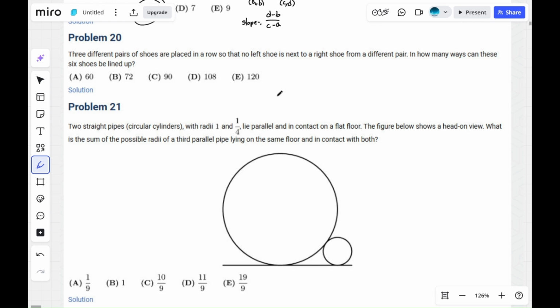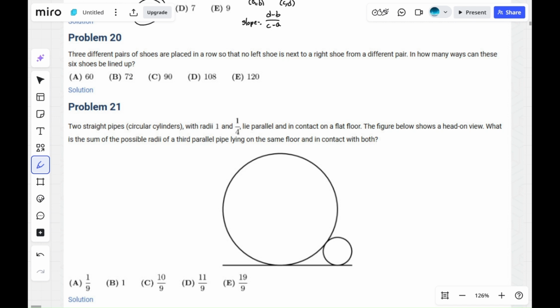So we can let the 3 left shoes be called L and the 3 right shoes be R. So we see that there are only 8 possible combinations of L's and R's, or I guess permutations, that we can have in order to satisfy this condition.